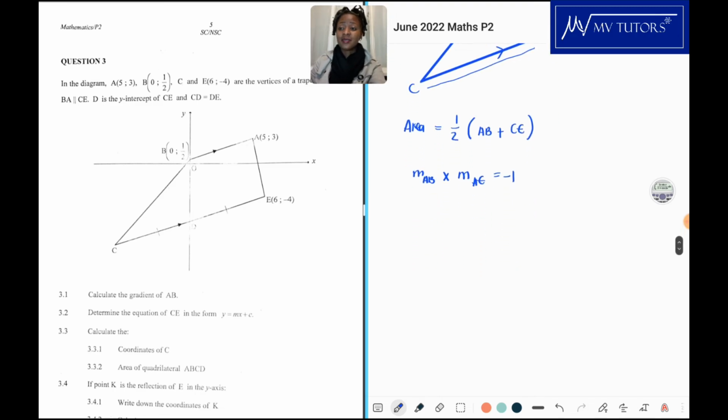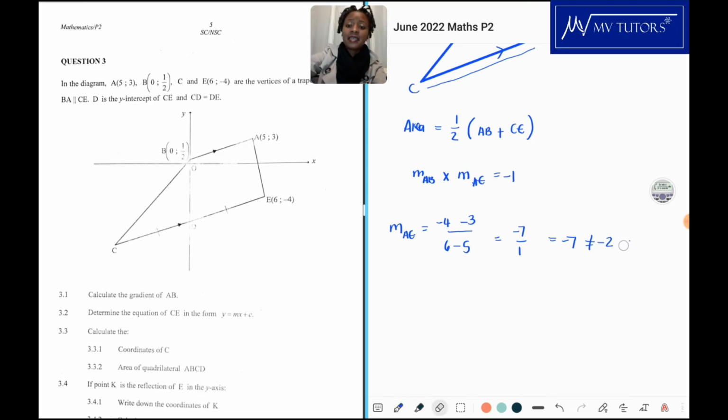If I get the gradient of AE, the y-coordinate of E is -4, the y-coordinate of A is 3, the x-coordinate of E is 6, and the x-coordinate of A is 5. So I have -7/1. That's definitely not -2. It is -7, not -2, therefore AE is not the perpendicular height. I'm not going to write that down.